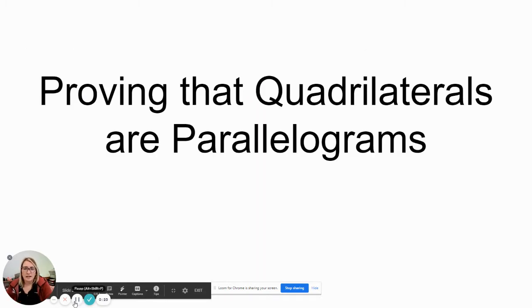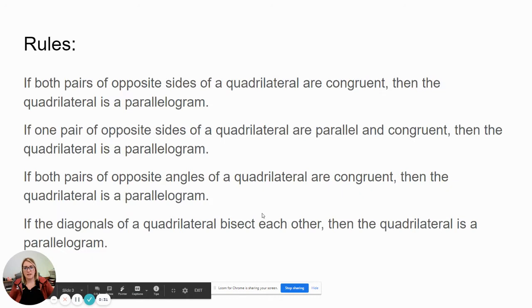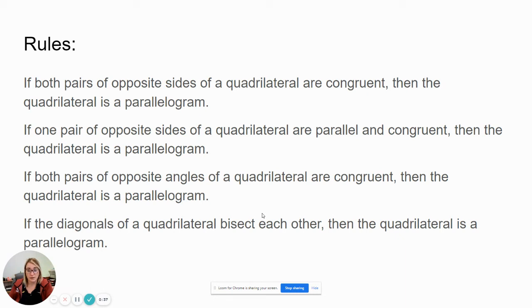Okay, so we're going to take the properties of parallelograms and use that information to prove that quadrilaterals are parallelograms. So what we're looking for are these few things. Both pairs of opposite sides of a quadrilateral are congruent. One pair of opposite sides are parallel and congruent. If both pairs of opposite angles are congruent, then it's a parallelogram, and if the diagonals bisect each other.